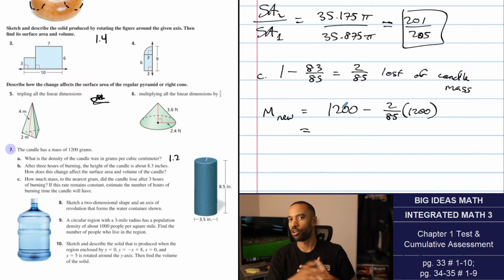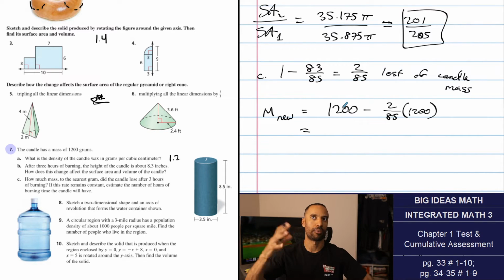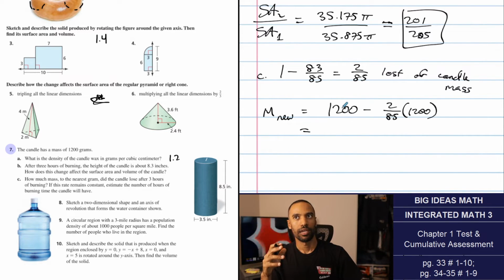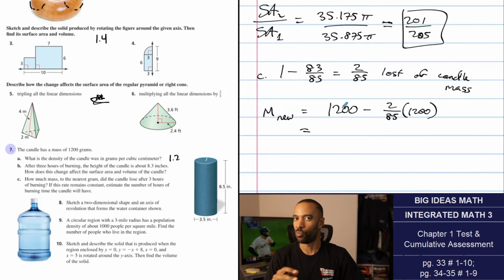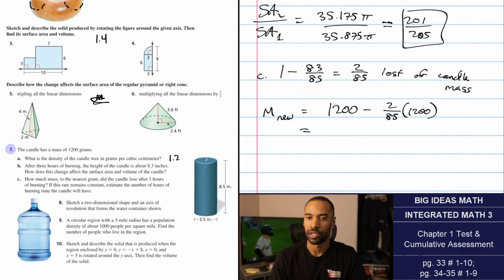That's the idea. The volume should be representative in proportionality with mass. However much you lose in one and the other is equivalent by percentage standards. So question is, what is 1200 minus 2/85ths of 1200? The answer is a weird number.